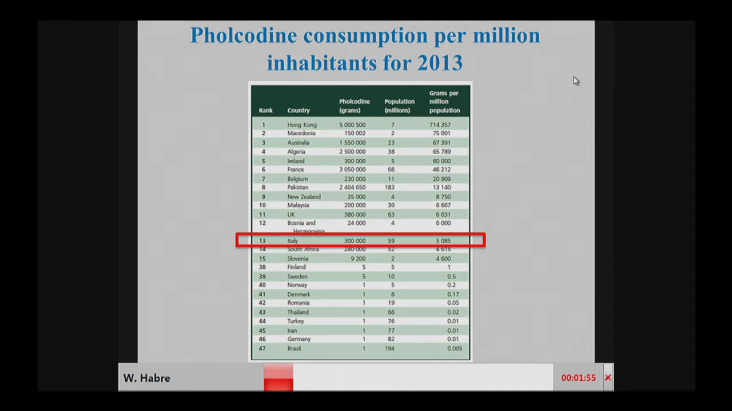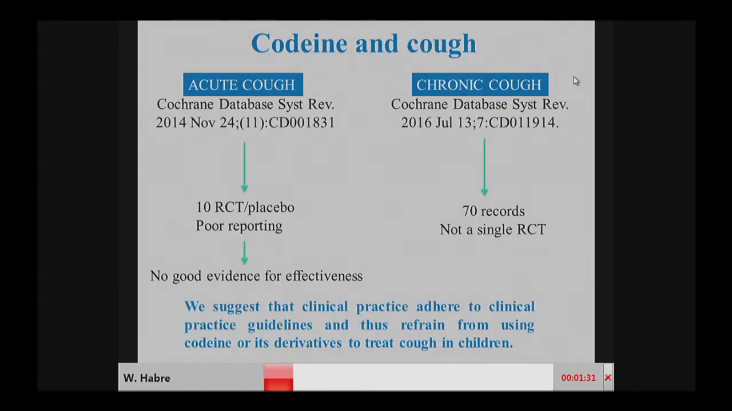What I wanted to show you in the last 2 minutes is the use of codeine in over-the-counter anti-cough syrup. These numbers are for 2013, and Italy is among the 15 most important countries for codeine consumption per million inhabitants. You may know that 5 kilos of codeine are prescribed in Italy per million for cough. If you look at the Cochrane meta-analyses of 2014 and 2016, for acute cough there are 10 randomized controlled trials in children with placebo, with poor reporting and no good evidence of effectiveness. For chronic cough, there is not a single randomized controlled trial. So today, there's no evidence that these drugs are useful for children.